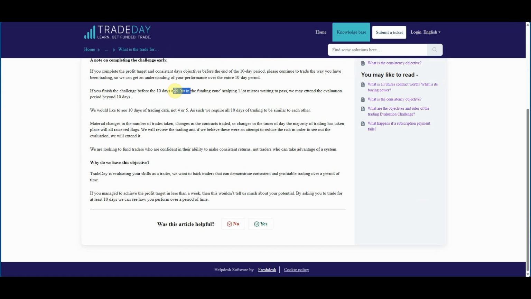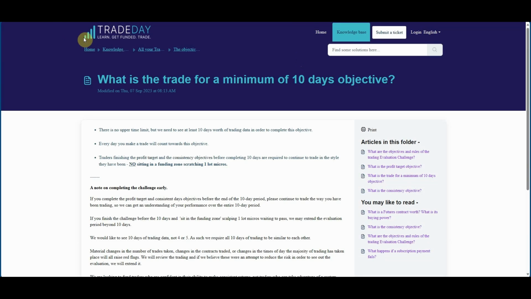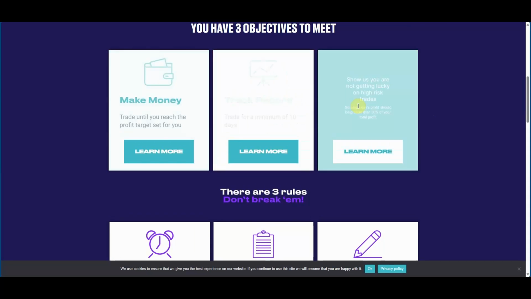If you do sit and scalp on the one lot micros waiting to pass, they may extend the evaluation period beyond the 10 days. They might want to see the additional days properly traded, and they're going to say, hey, look, you've changed what you're doing just because you've passed. You haven't passed, we're going to extend the trading days. It's a reasonable expectation. It is just a little bit annoying.